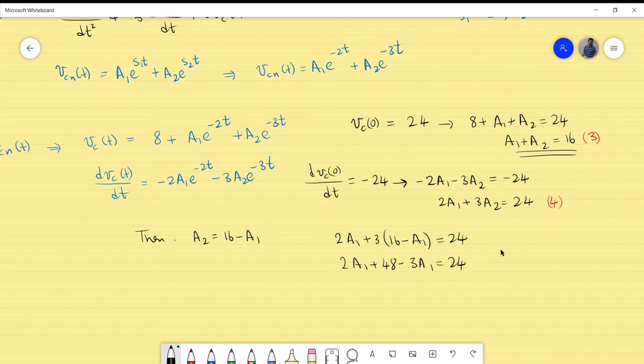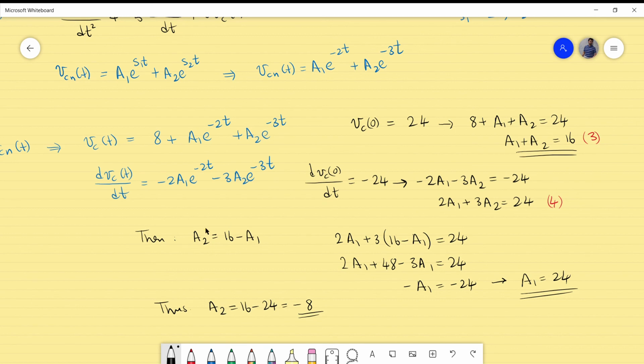So what you get is the following. You will get minus a1 is equal to minus 24, and that will give us a1 is plus 24. So that's one of the unknowns. Now since you know that, a2 will be 16 minus 24, which is minus 8. Okay, these are the two unknowns we required, and now we are done.